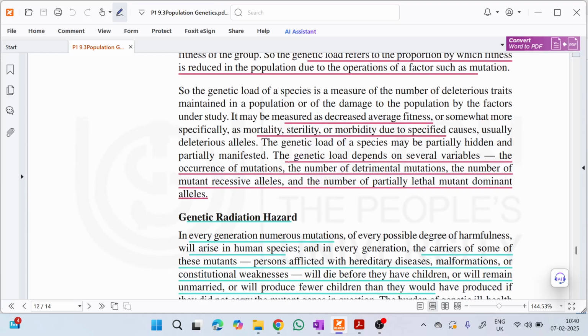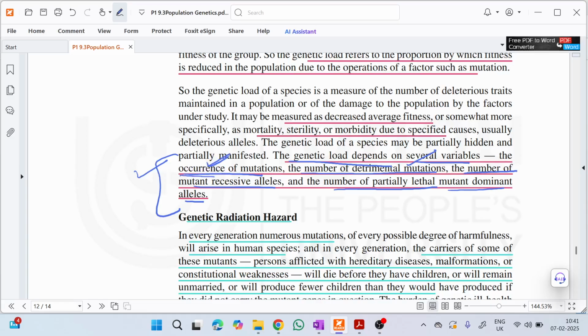Then the genetic load, it depends on several variables. First, the occurrence of mutations, how many of are there, the number of detrimental or deleterious mutations, the number of mutant recessive alleles, number of partial lethal mutant dominant alleles. So ये factors जो हैं यूपीएससी की perspective से आपको you should remember them. And as of the explanation, ये सारे आपको बता ही दिए हैं, बस I need to brush them up.